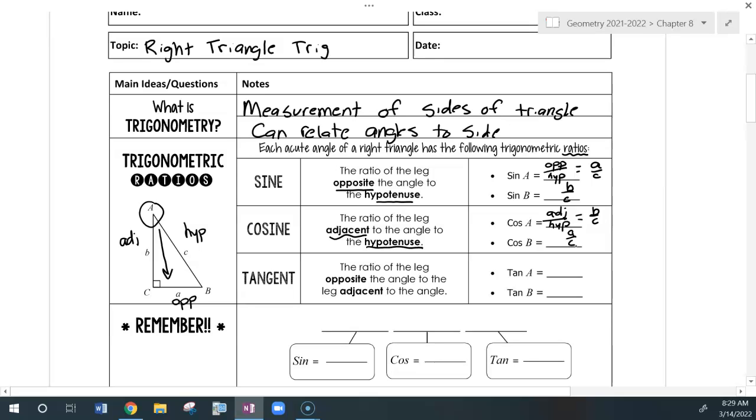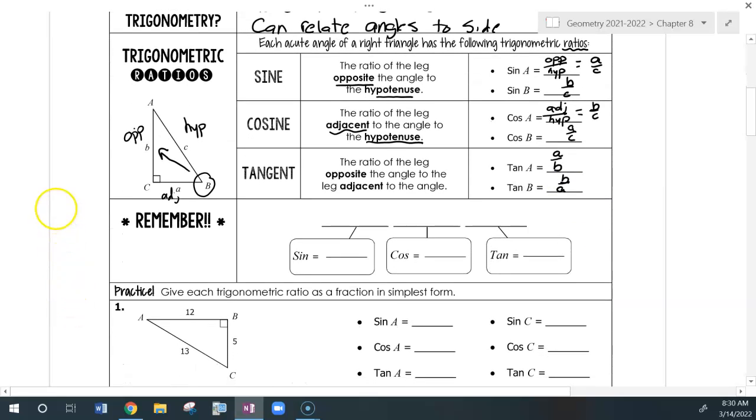And then tangent, that's our third and last one. That one's opposite over adjacent. So from angle A, opposite is a and adjacent is b. And then from angle B, so from here, this one's opposite and a is adjacent. So b over a.